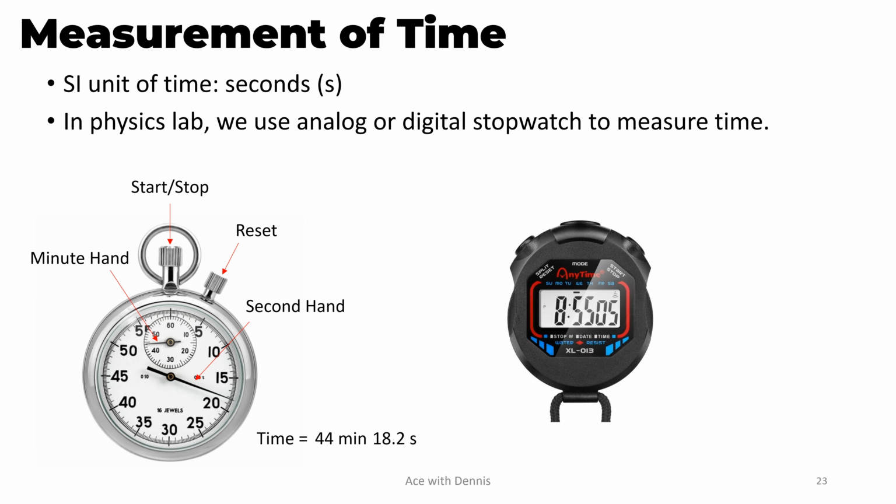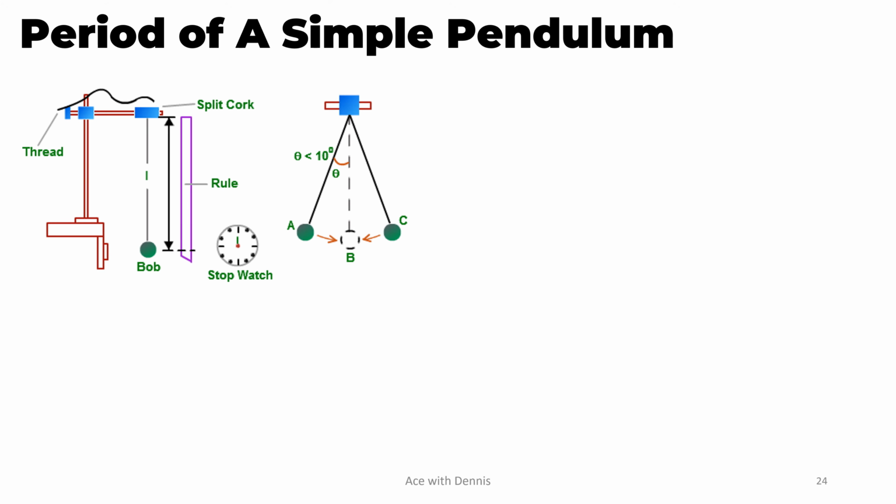This is a digital stopwatch. The buttons are very obvious. We have the reset button at the left and the start and stop button at the right. Taking the reading is very straightforward. Just read from the digits shown on the screen. For this case, the time is 8 minutes 55.05 seconds.